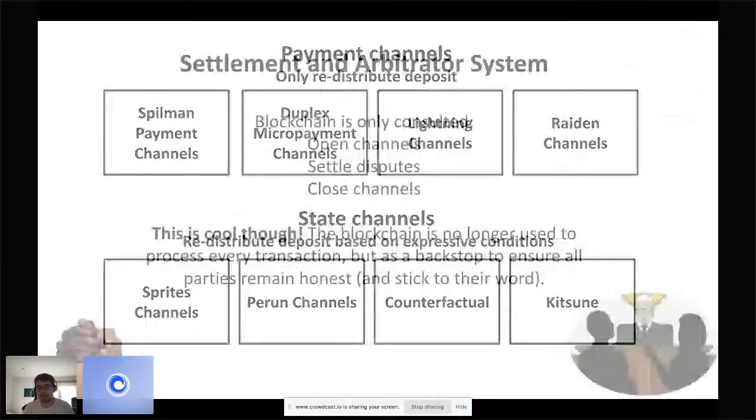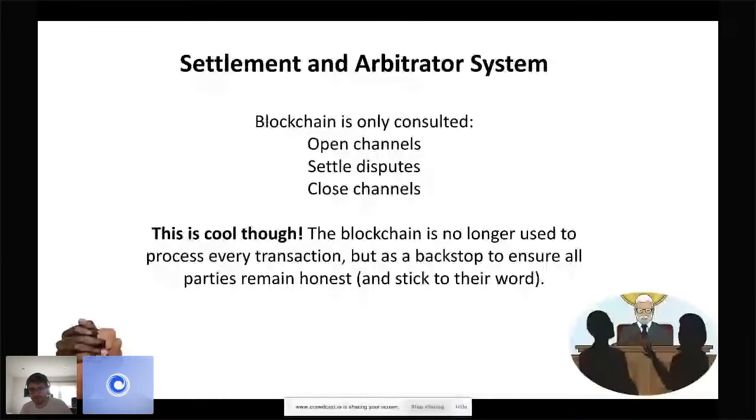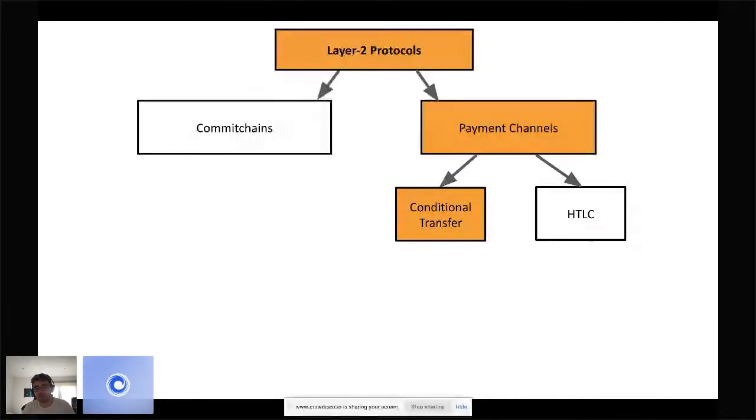But the basic idea is that payment channels are the ultimate layer 2 in off-chain protocol, as in everything's off-chain. The blockchains only consult with the open channels, settle disputes, and close channels. So this is really cool. Now we have a different mindset of how the blockchain works. Ethereum, this layer 1 system, is a settlement and arbitration system. Optimistically, Ethereum never has to worry about transactions on the layer 2. It's the ultimate last resort if the layer 2 system breaks down. And it forces all parties to remain honest and stick to their word. So that's how a payment channel works as a very basic component.